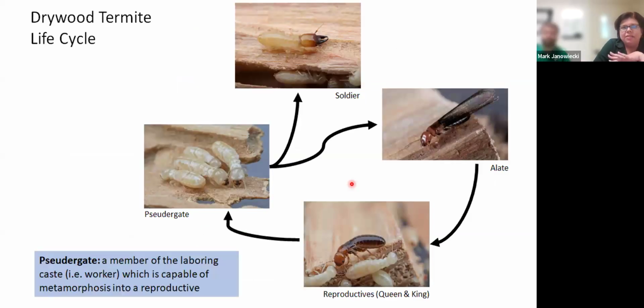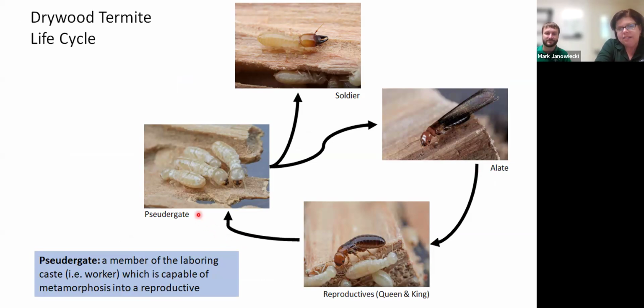Now, the drywood termite life cycle is a little bit different. Again, we will have alates that swarm, and the males and females pair up and start new colonies. So you will have a queen and a king. They're monogamous, by the way, so that is quite romantic, I think.